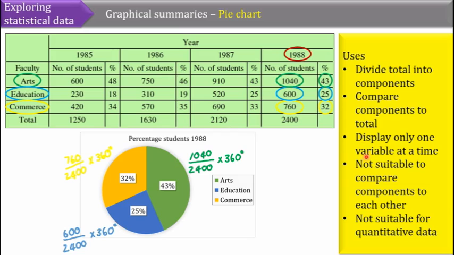Disadvantages: it can display only one variable at a time. We can only look, for example, at 1988. We can't have one pie chart where we are comparing 1988 to any of the other years. Also, it is not suitable to compare the components to each other. If we want to compare, then we should have these percentages present. If we don't have these percentages or some indication of the size present, it will be very difficult to distinguish between the different components in some cases. And lastly, this is really only suitable for qualitative data. Right, so not quantitative. Qualitative, like we have over here, we have labels, nothing is really being measured as such.